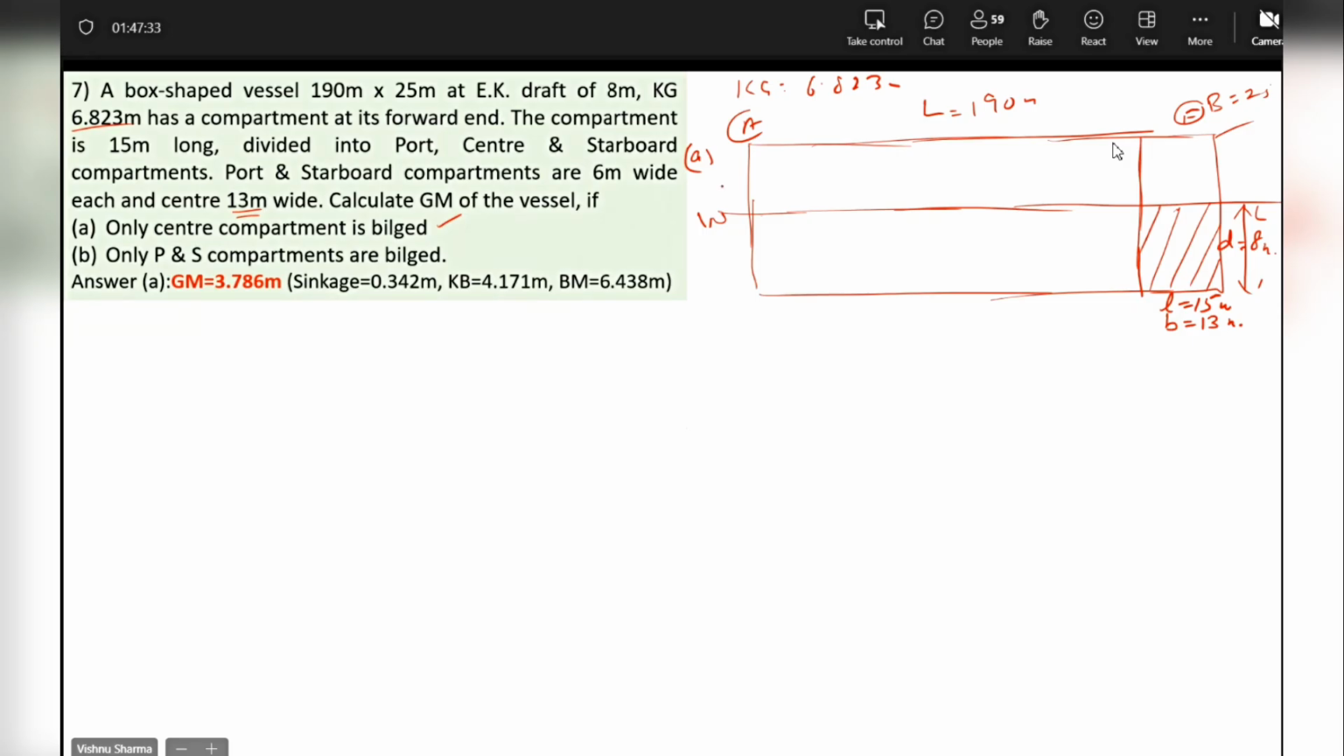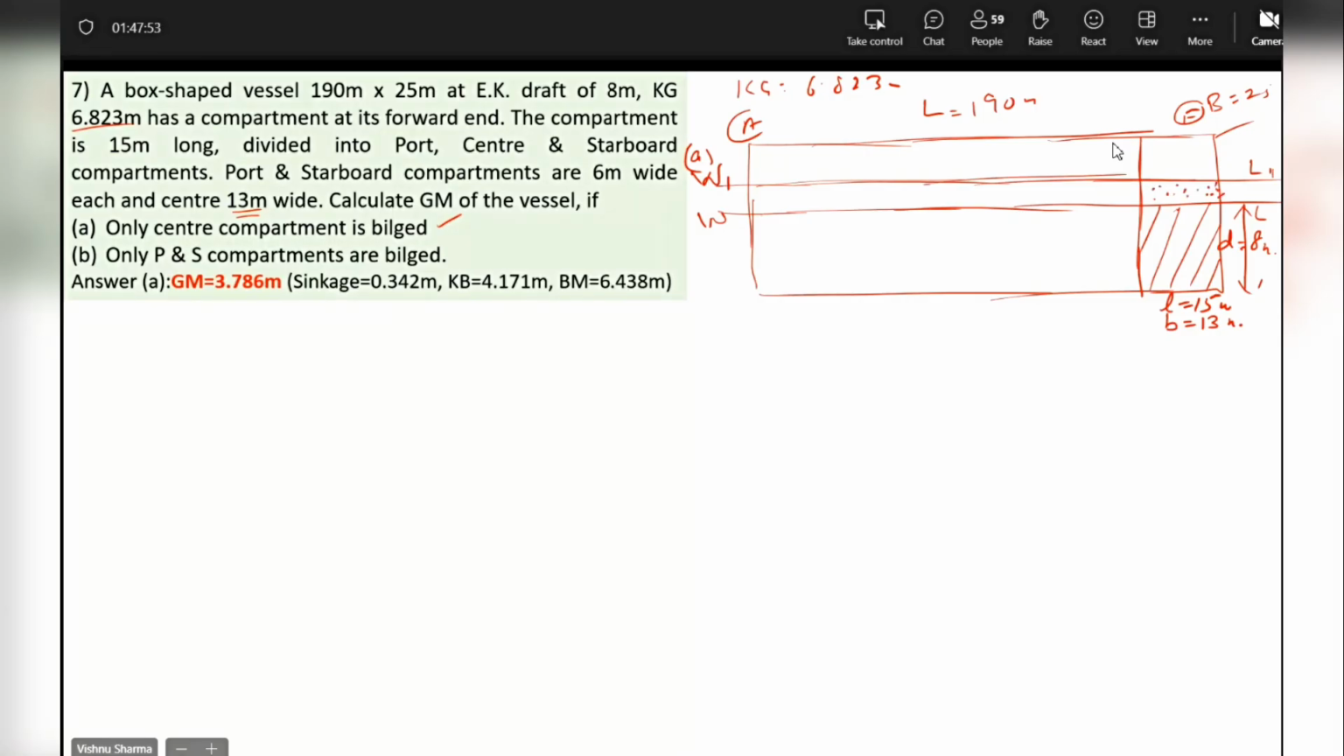I do not care whether she trims or not. I make my waterline like this. Only thing is when I calculate D1, that will be the mean draft. That will not be the draft everywhere, that will be the mean draft. So it doesn't matter. What will happen? The water will rise in this part here.